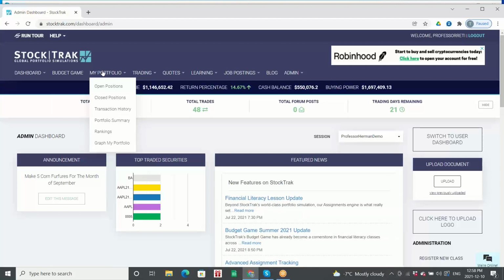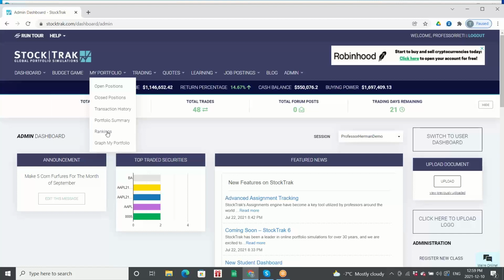So under the My Portfolio tab, we have open positions, closed positions, a complete library of your transactions, a summary of your portfolio, just the same way that your brokerage account or your bank would present it to you. And the great thing is all the students, when they register, they're ranked against each other.